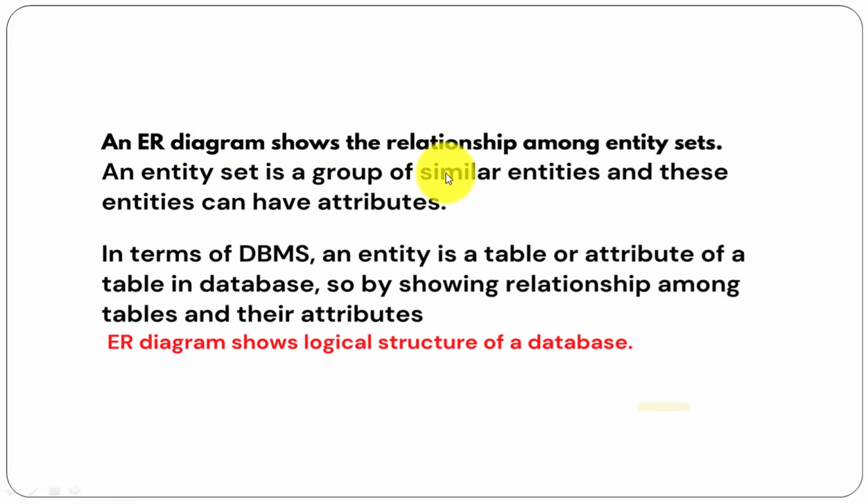An ER diagram shows the relationship among these entity sets. Now, an entity set is a group of similar entities, and these entities can have attributes. What is an attribute? An attribute is nothing but a property of an entity. In terms of DBMS, an entity is a table, and attributes are the attributes of the table in a database. By showing the relationships among tables and their attributes, an ER diagram shows the logical structure of a database.